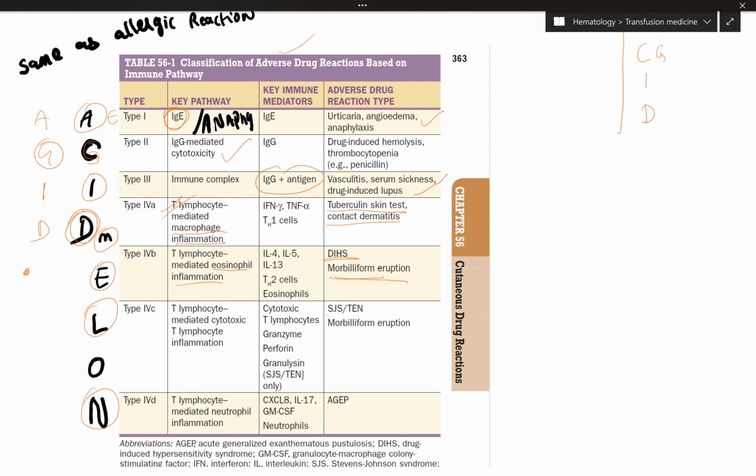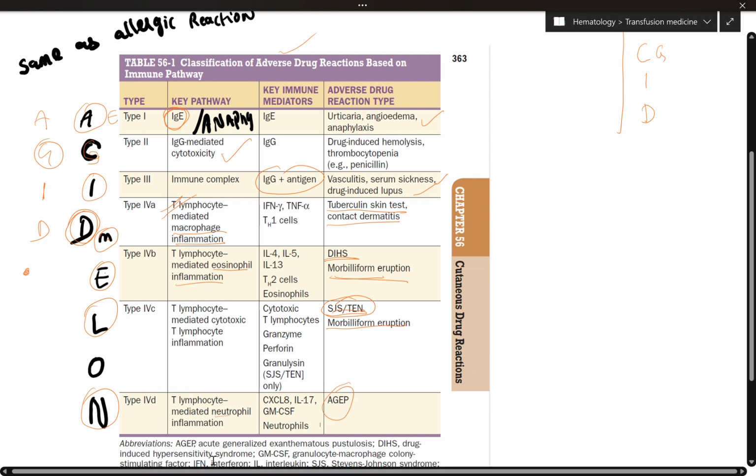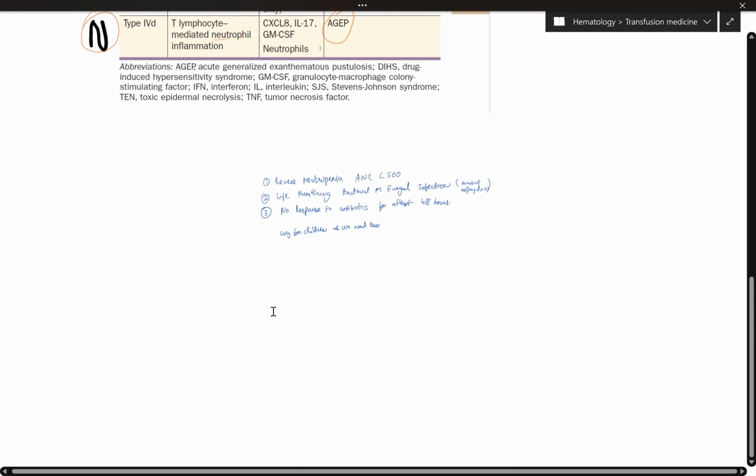Delayed lymphocytic reaction, with cytotoxic lymphocytes, is SJS and TEN. And delayed T lymphocyte neutrophil mediated reaction is AGEP. AGEP is acute generalized exanthematous pustulosis. So that is the overview.